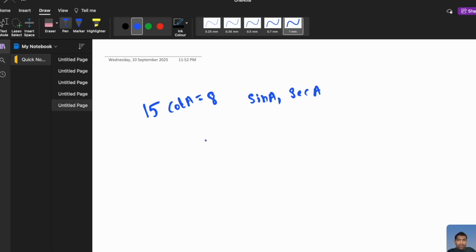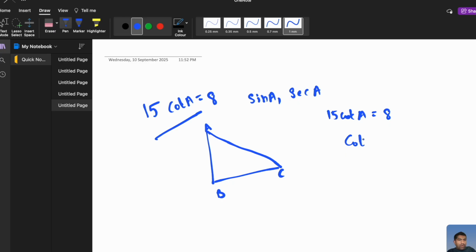So what is the first thing we will do? We will draw a right angle triangle. 15 cot A is equal to 8. It means cot A is equal to 8 by 15. So this 15 here actually means 15 into cot A, so when it goes to the right hand side, it will come below. Okay, so cot A is equal to 8 by 15.